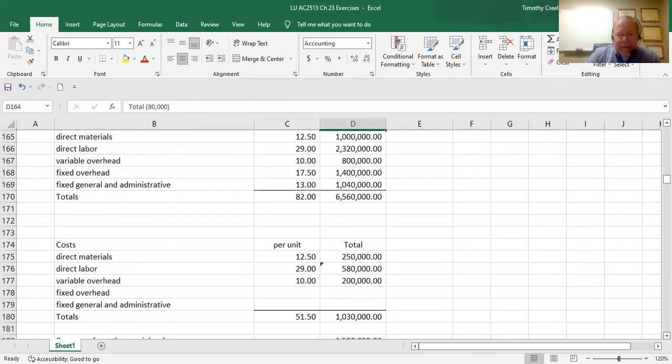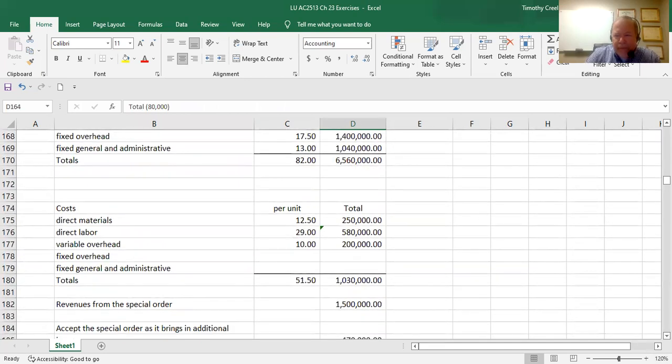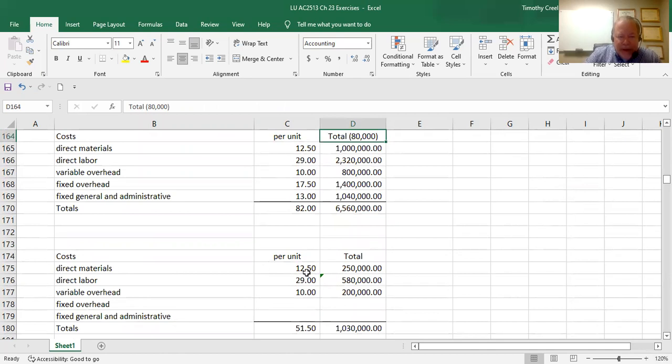So we would come down here and we would say that, okay, if we do the special order, we're going to have direct materials cost. We're going to have direct labor cost. We're going to have variable overhead cost. And so our per unit is going to be $51.50 per unit. Notice no fixed overhead, no fixed general administrative cost. And so what we would do here is we would take the 20,000 times the direct materials cost to come up with our total cost of direct materials. And then we'd take the 20,000 times the direct labor and we'd get our total cost here, and take the 20,000 units times the variable overhead to get our total variable overhead cost. We add it all up and our total cost to do the special order would be $1,030,000.